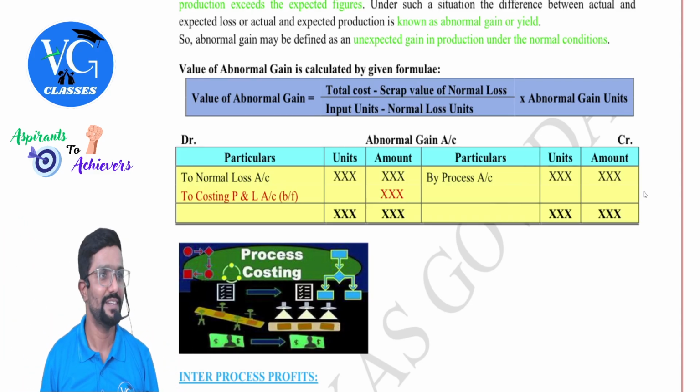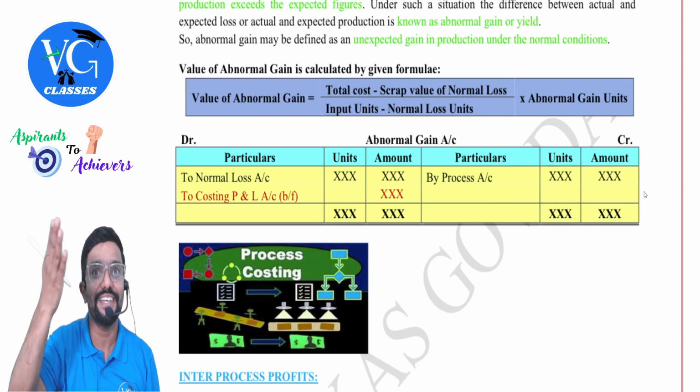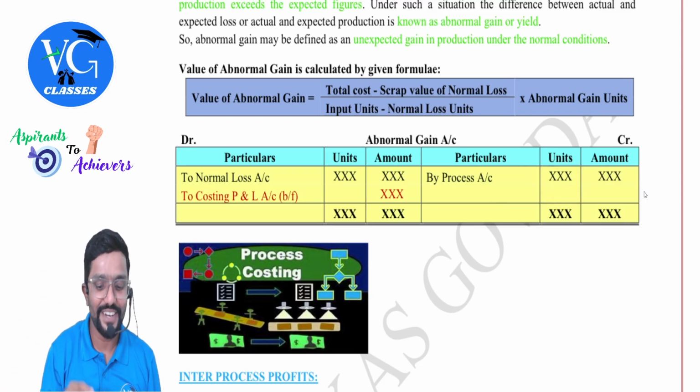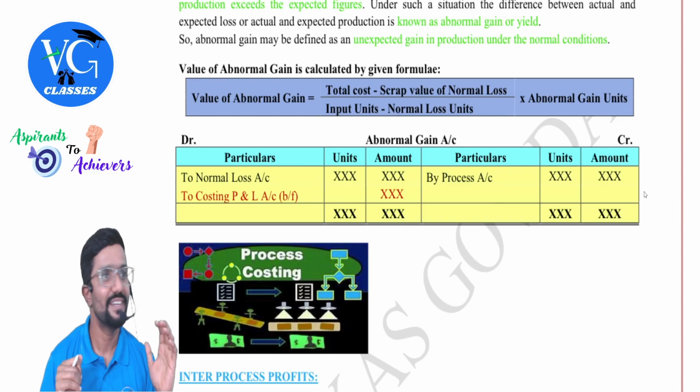Let us leave it. Correct now, guys, because this abnormal gain of 50 units is there. I can sell it in the market at a regular price. For that, we are losing some small scrap value. Let us let go. Correct now.